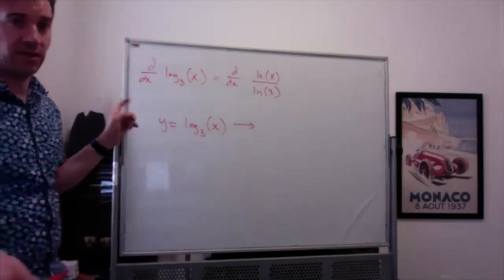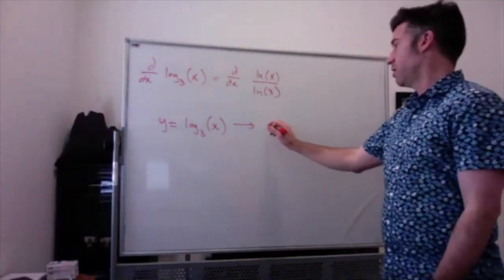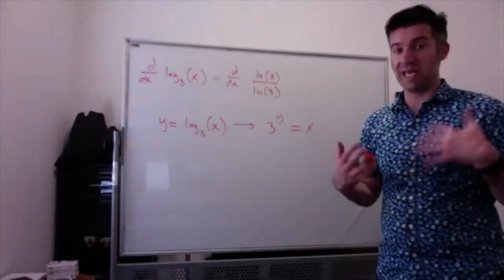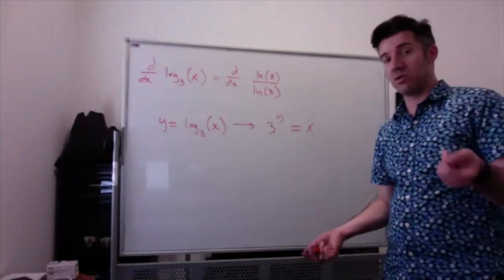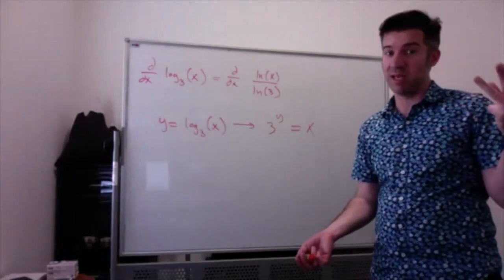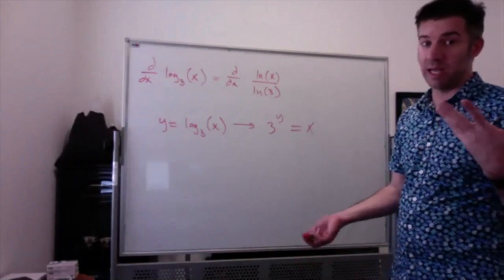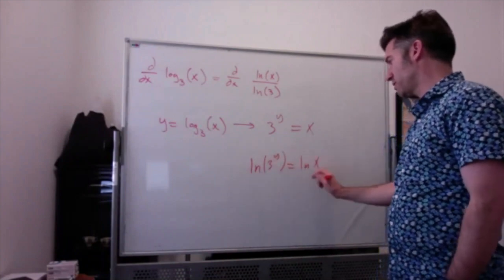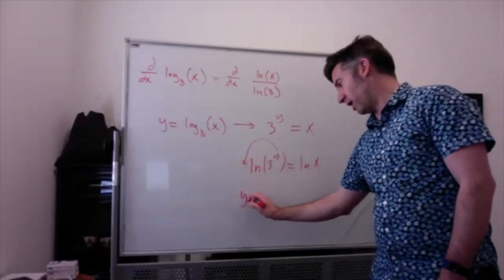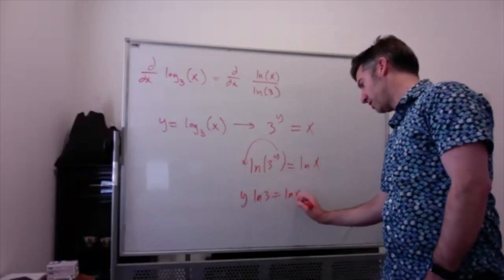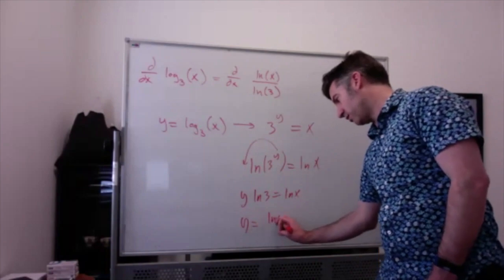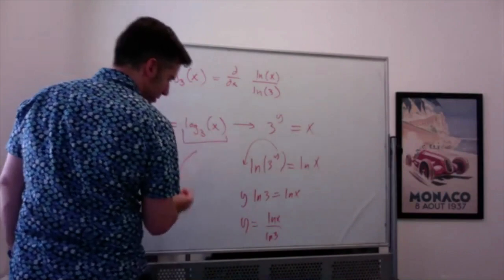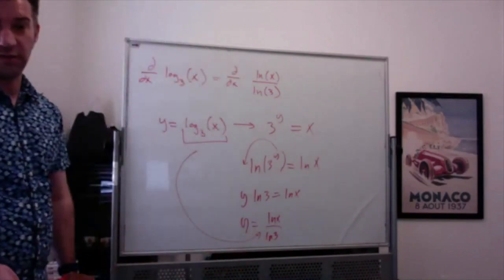But I can rewrite this. I can use the fact that this is really just an exponential equation, 3 to the y equals x. And then I can take the log using any base I want on both sides. You could use log base e, log base 10, log base something else that's convenient. I'm going to use log base e, which is natural log. So the natural log of 3 to the y equals the natural log of x. Bring the y down in front. So y times natural log of 3 equals natural log of x, and then y equals the natural log of x divided by the natural log of 3. So y, which is log base 3 of x, is equal to the natural log of x over the natural log of 3.